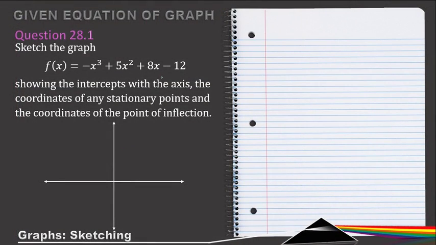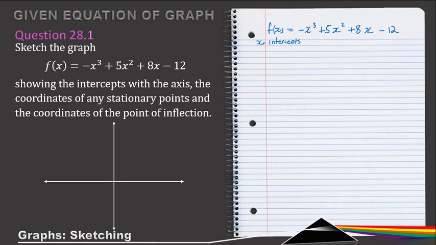Right, so for question 28.1, we sketch the graph of f(x) showing the intercepts with the axes, the coordinates of any stationary points, and the coordinates of the point of inflection. The first thing we want to find, if I just write down my graph as f(x) equal to negative x cubed plus 5x squared plus 8x minus 12, right? Then the intercepts is first.